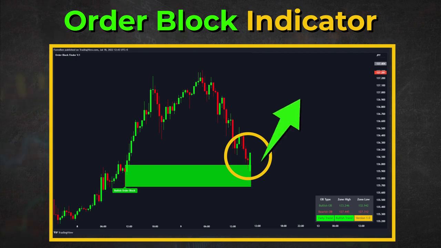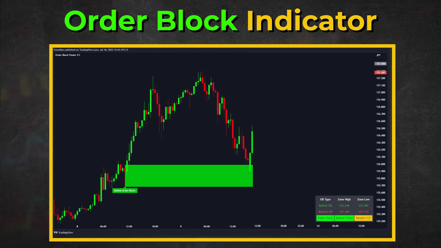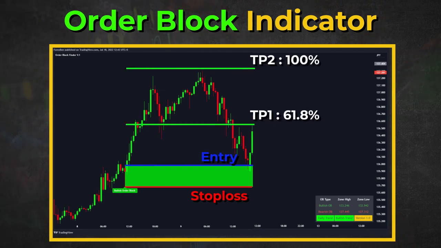One such pattern is the formation of an inside bar. For example, here we can see the formation of a bullish inside bar. And if the market breaks above this inside bar candle, that means now the trend will get reversed from bearish to bullish. So we can use this bullish order block to take a long trade. The stop loss level for this trade will be the low of the zone, and the expected take profit levels can be 61% and 100% retracement of this bearish move.